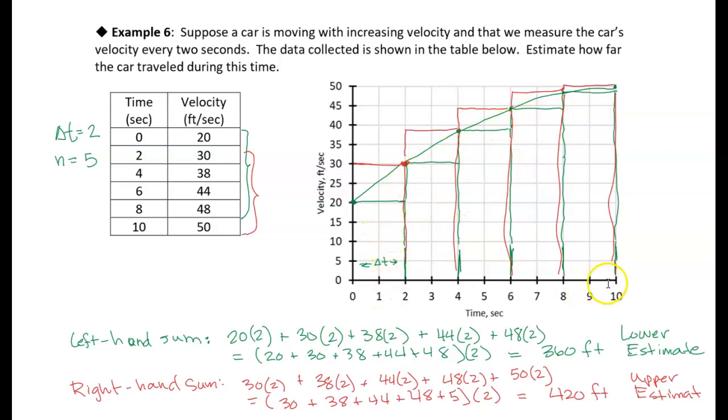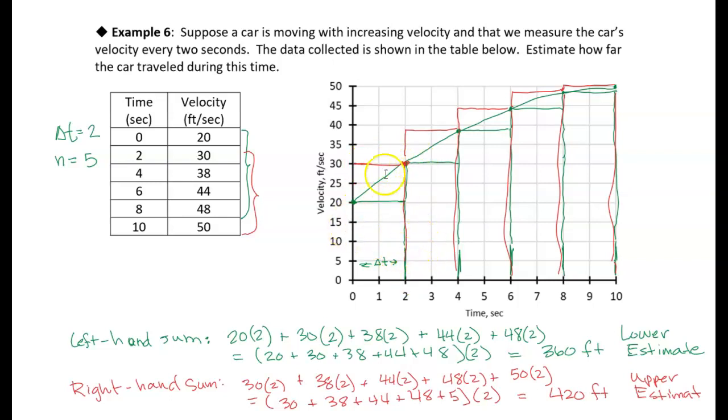Okay, and we just did that all the way along. We broke our time interval into 5 equal parts of 2 seconds each, and then based the height of the rectangle on the left data point. All right, so that's the left-hand sum. And then we had a right-hand sum. We did the same thing. We broke the time interval into 5 equal time units, only this time we based the height of our rectangle on the right-hand data point.